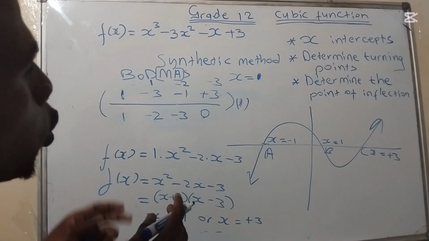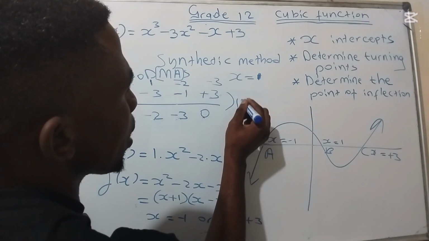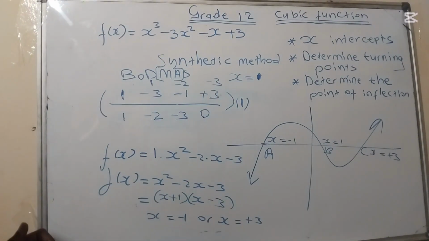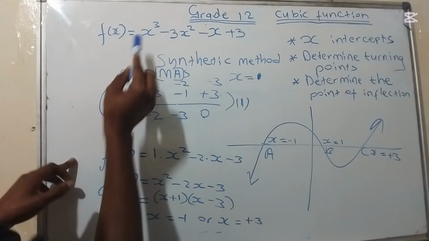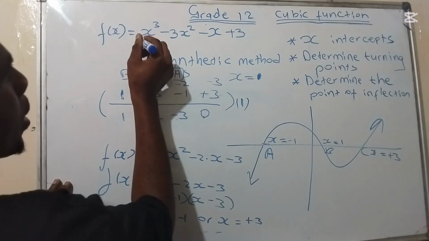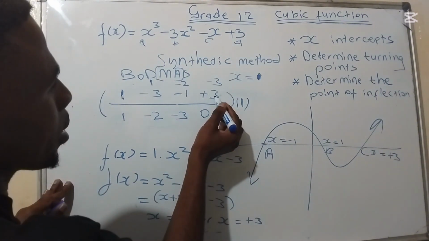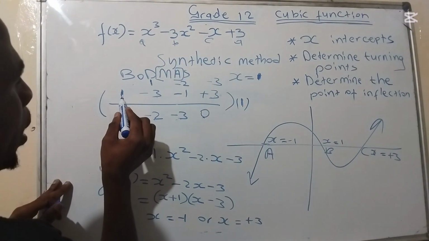So this is the way to use the synthetic method. Remember, this is our first factor, which is x equal to 1. So 1, 2, 3, 4 coefficients: basically this is A, B, C, and D. This one is D, this one is C, this one is B, this one is A.